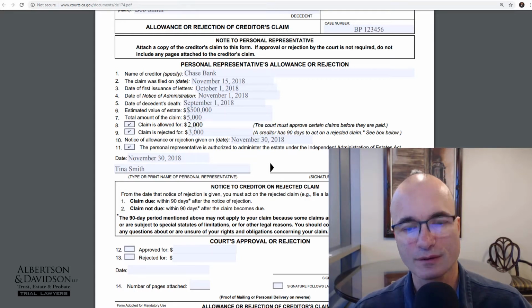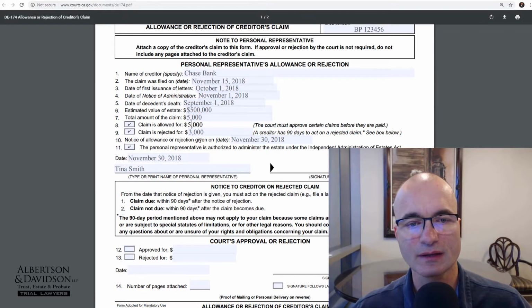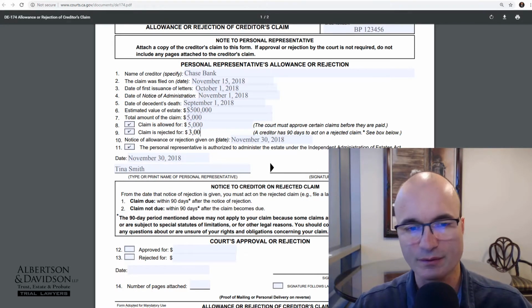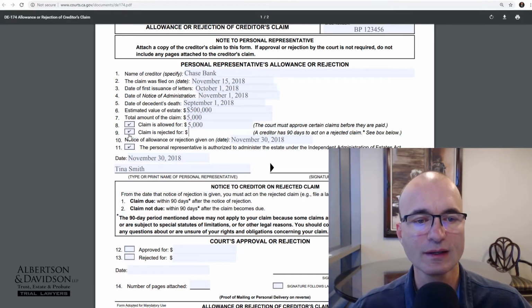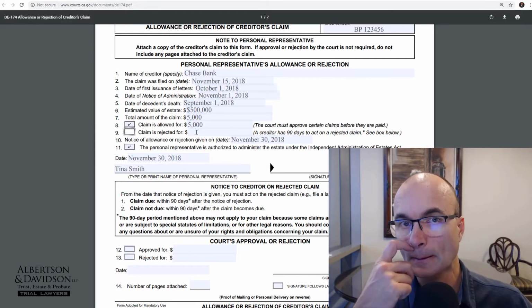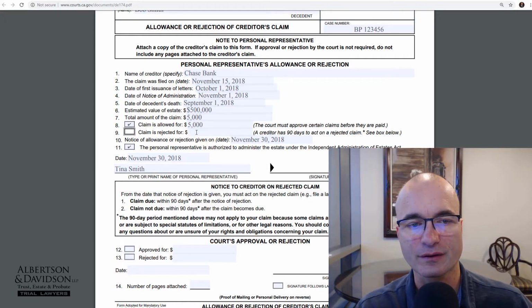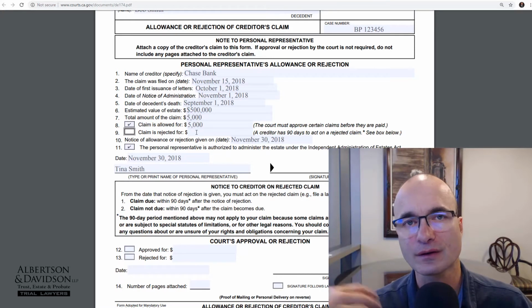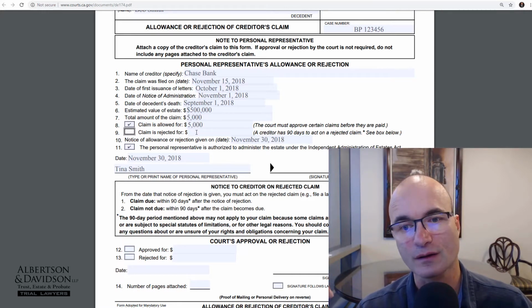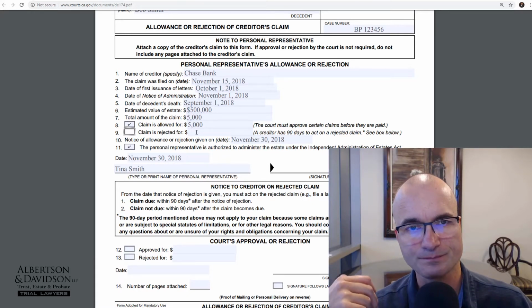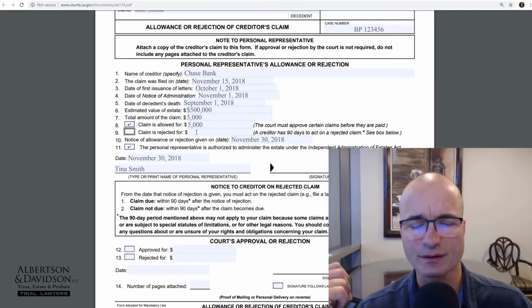So in our example, if Chase Bank was going to be paid the whole $5,000, for example, and none of it was going to be rejected, then that creditor knows that they don't really need to do anything. Their claim has been accepted and they're going to get payment before the estate closes. If their $5,000 claim was rejected for any reason, then they're going to have to file a lawsuit within 90 days of receiving that rejection. So it's very important that the creditors know that so that they can take action.